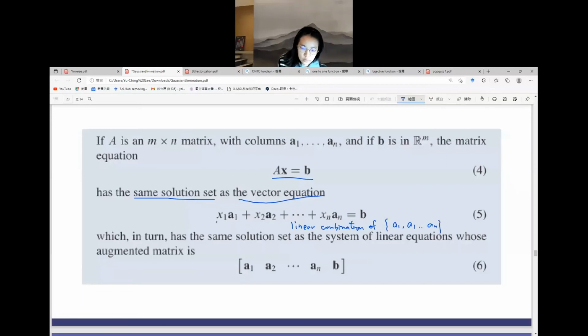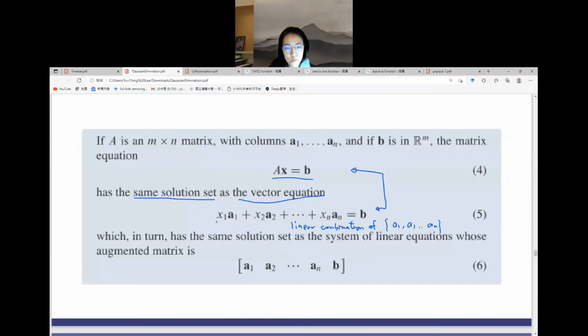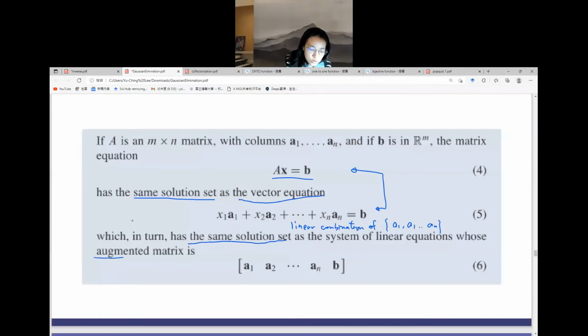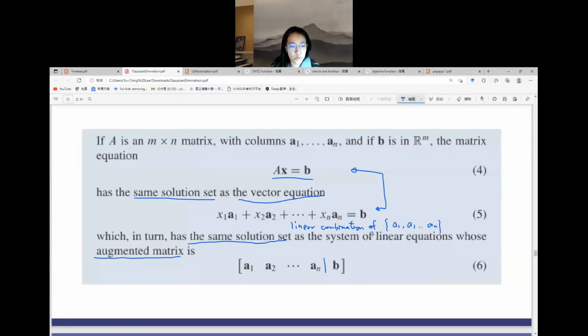We have shown that these two, 4 and 5, are equivalent expressions. We can express it either in matrix form or in linear combination form. And it also has the same solution set, with the augmented matrix, the system of linear equations whose augmented matrix is written in this way. All of the things on this page have been shown before, but we summarize right here.